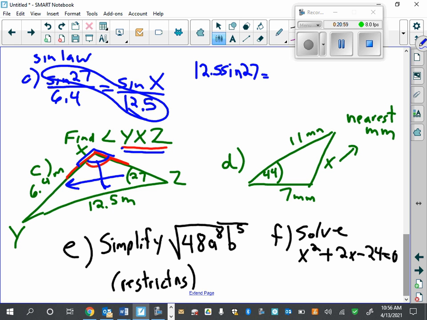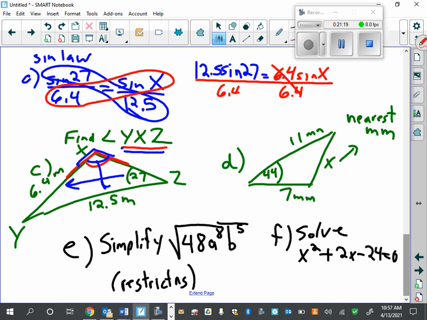12.5 sine 27 equals bottom times top, 6.4 sine x. Now we divide both by what? Do we divide by 6.4 or sine 6.4? Divide by 6.4 so that the 6.4 is canceled. The sine is part of the x. So sine x, you got to get sine x by itself before you get x by itself.